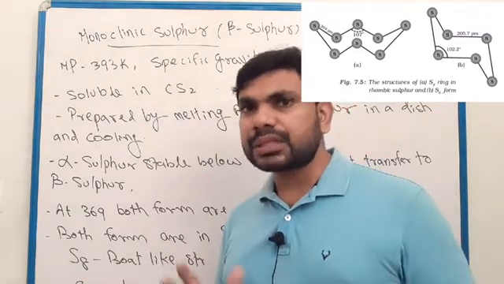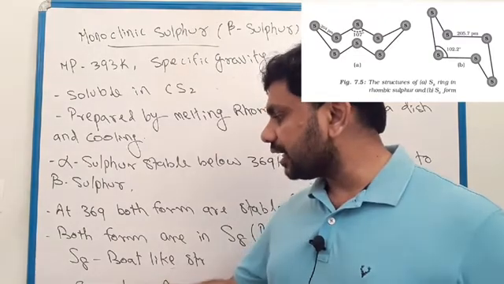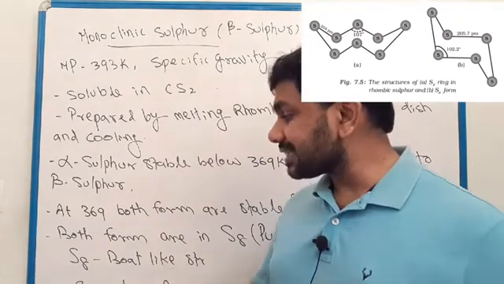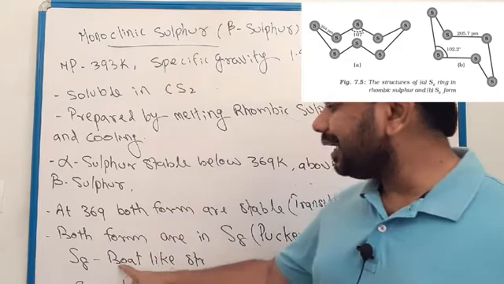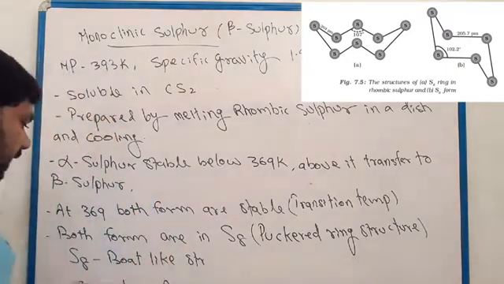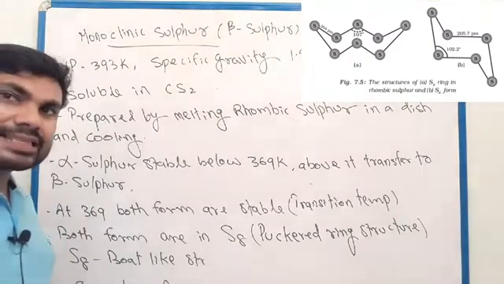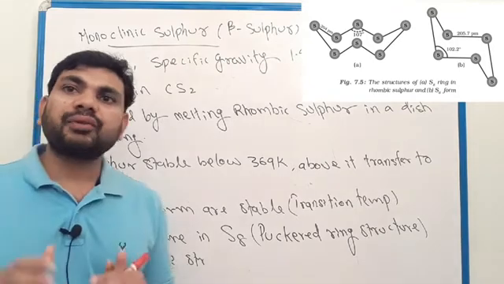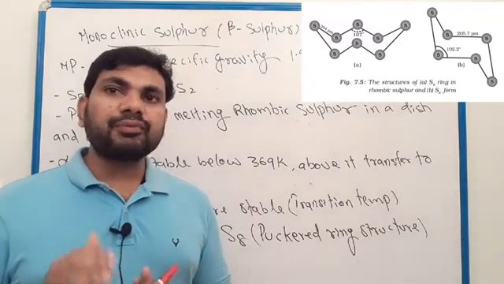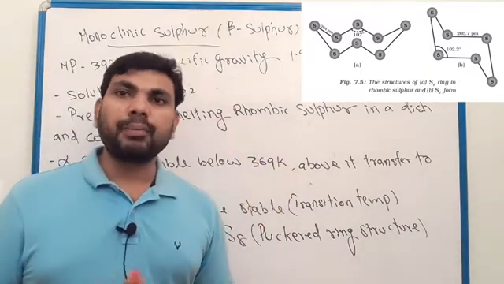Also, sometimes sulfur exists in the form of S6. So sulfur exists as S8 and S6, with 8 sulfur atoms and 6 sulfur atoms. If sulfur exists as S8, it will be in boat form. If sulfur exists as S6, it will be in chair form. You can see the chair form and boat form of sulfur in the figure.